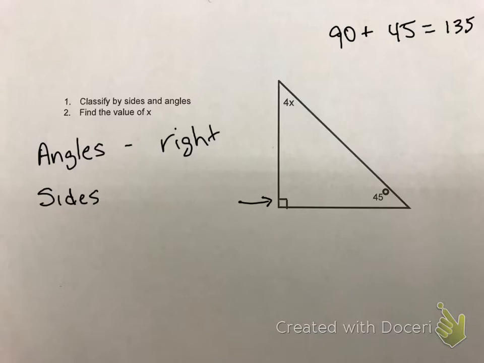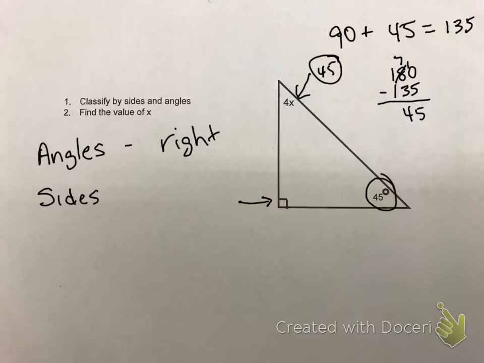All three angles in a triangle have to add up to 180. So 180 minus 135 is going to give us 45. So that means that this angle right here has to equal 45. Therefore, we've got this 45-degree angle and that 45-degree angle. And again, whenever we have two angles that are the same, that means that two sides are the same. So it is isosceles.